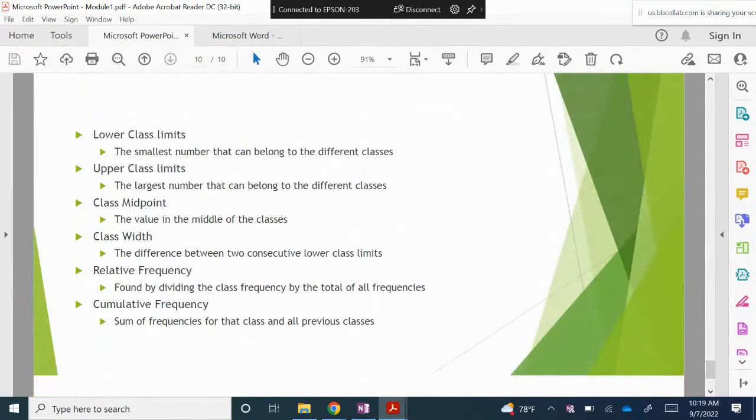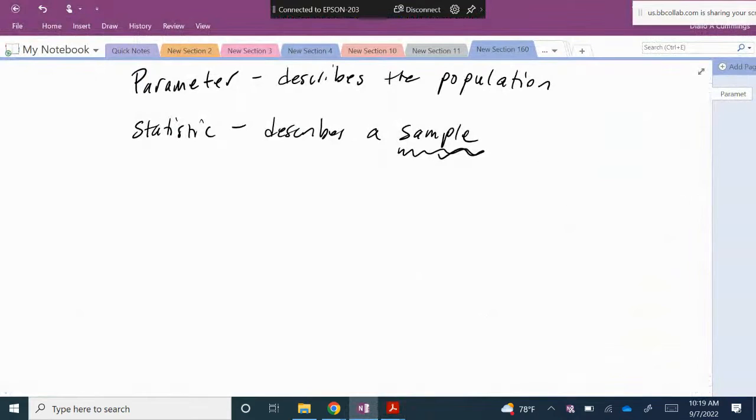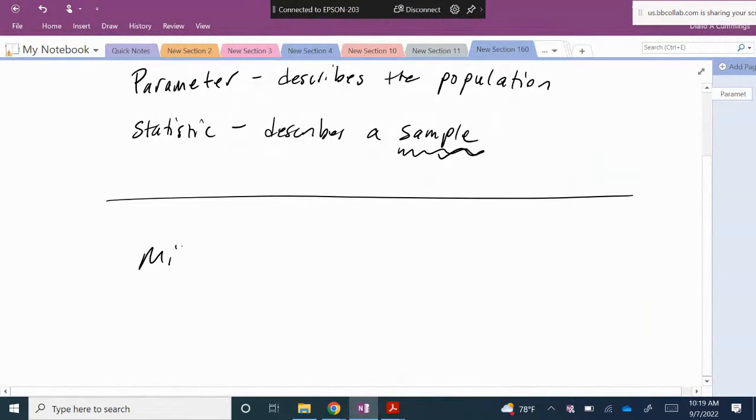All right, so the lower class limit is the smallest number in the class. The upper class limit is the largest number in the class. The midpoint is the value in the middle of the class. So there's actually a formula to find the midpoint.